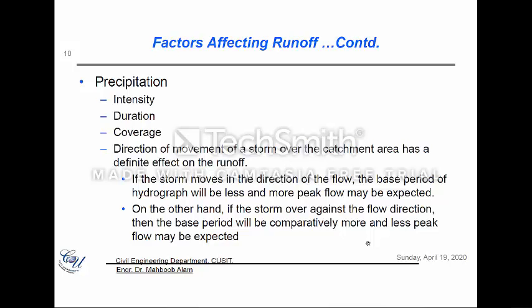Coverage is again understandable. If it is occurring on a very wide area, then all the area would be contributing to the drainage process, and precipitation runoff or discharge runoff would be more.